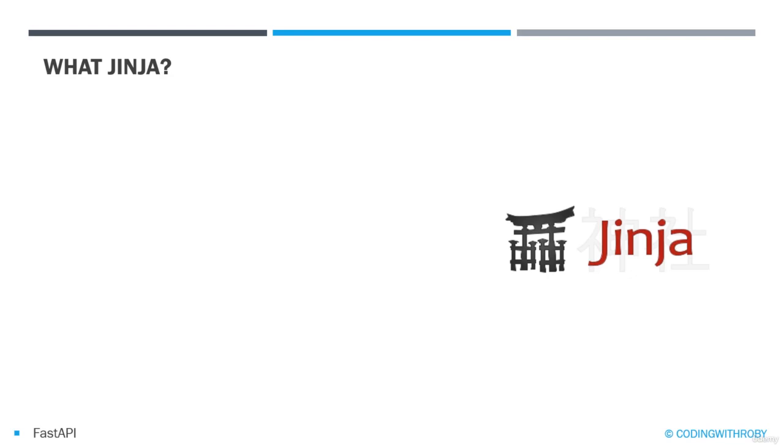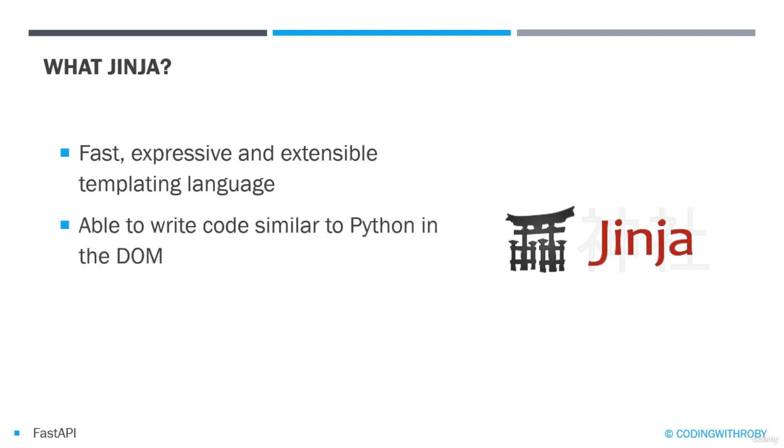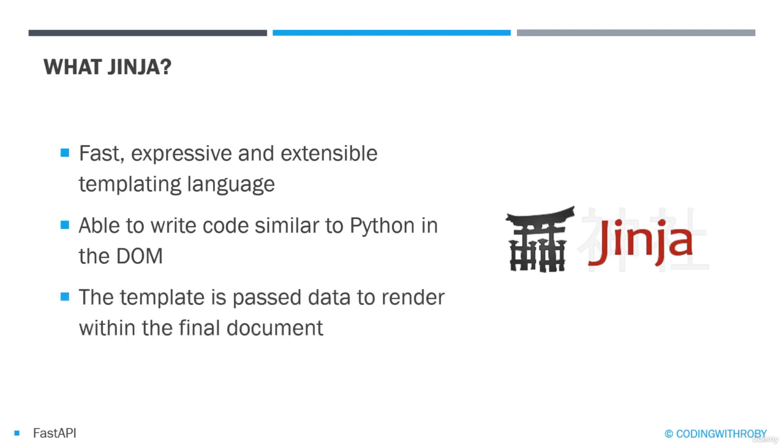So what is Jinja? Jinja is a fast, expressive, and extensible templating language for creating full-stack web applications. Jinja is able to write code similar to Python in the DOM and manipulate data. The template is passed data from Python to render within the final document.